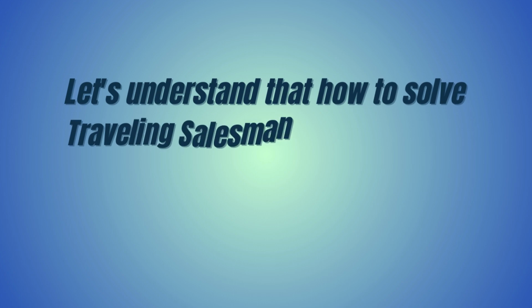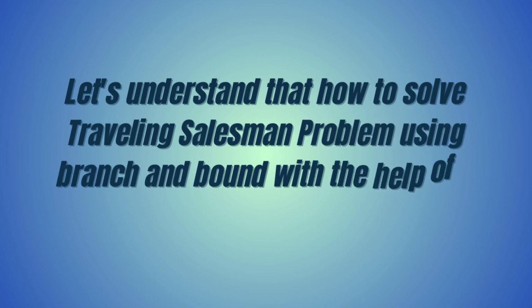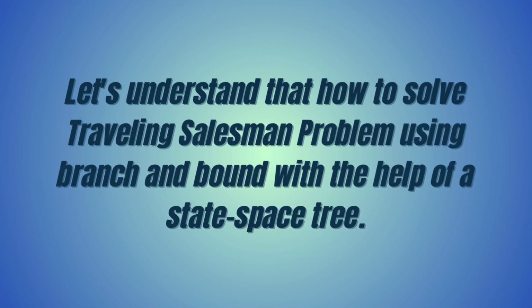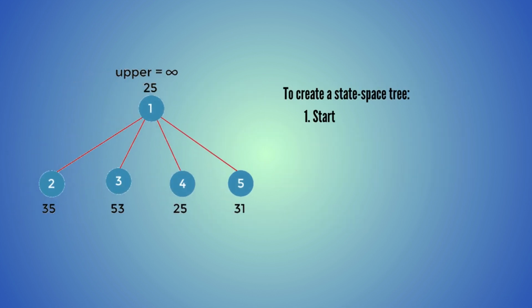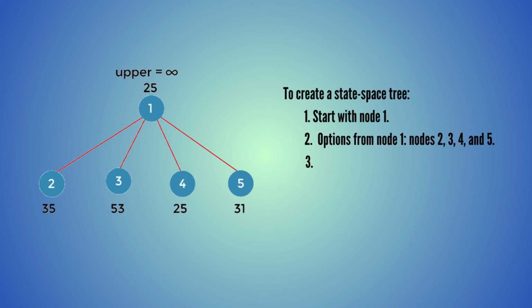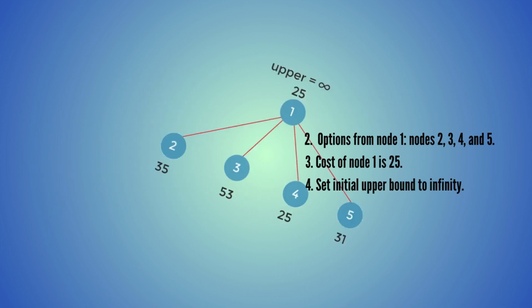Let's understand how to solve the traveling salesman problem using branch and bound with the help of a state space tree. Creating a state space tree begins with node 1, allowing transitions to nodes 2, 3, 4, or 5. Node 1's cost is determined from the reduced matrix, set to 25. The initial upper bound is infinity.